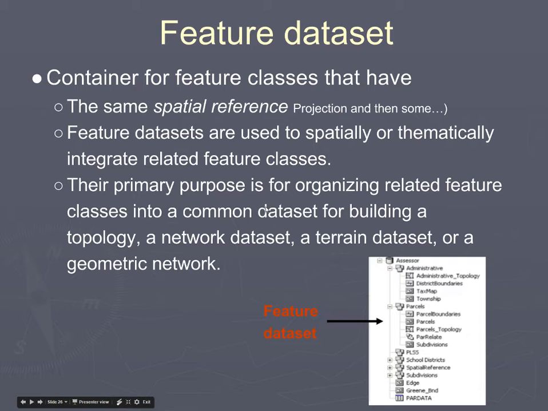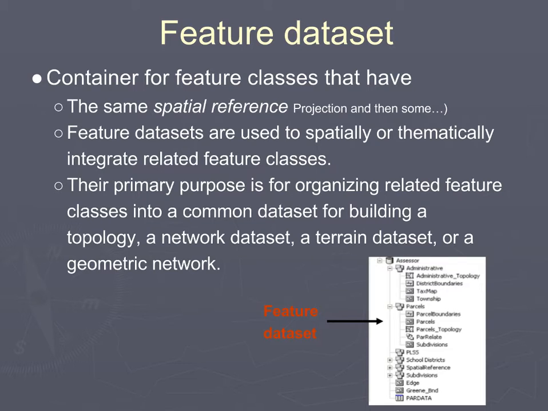So let's discuss the feature dataset more in depth here. A feature dataset is a container for feature classes. The feature classes that reside in a feature dataset must have the same spatial reference. That means the projection, coordinate system, units, everything. Feature datasets are used to either spatially or thematically integrate related feature classes. Okay, so what does that mean, spatially or thematically?